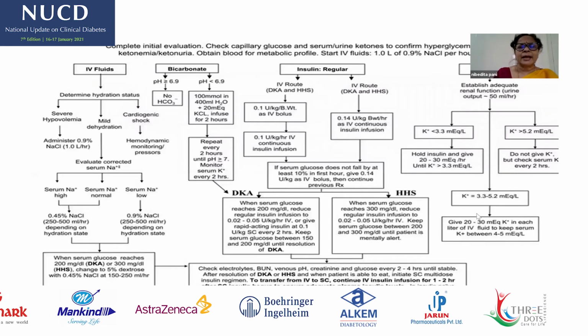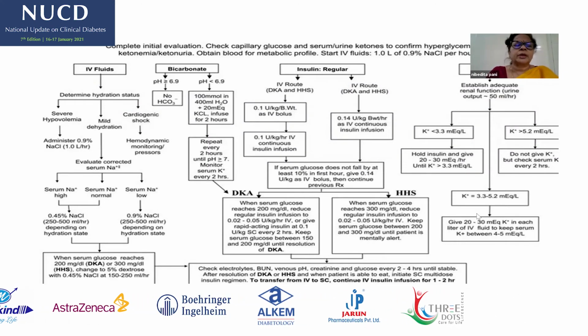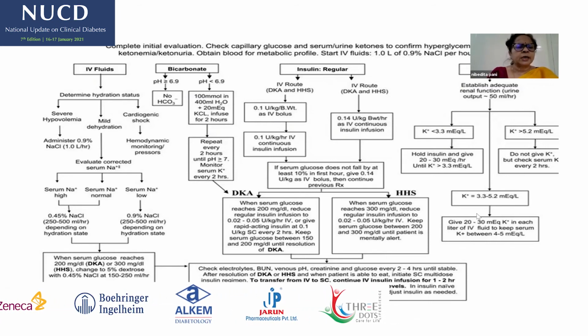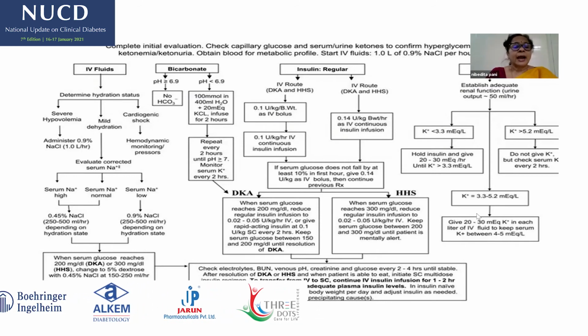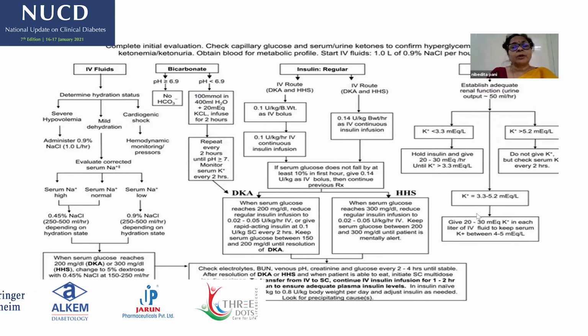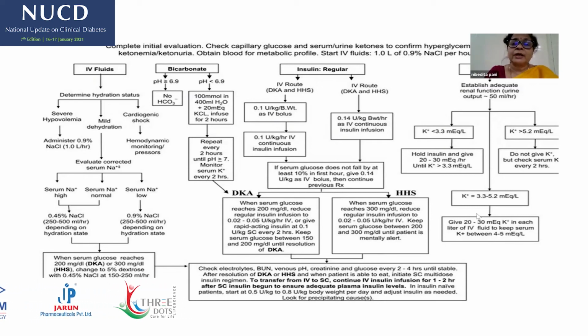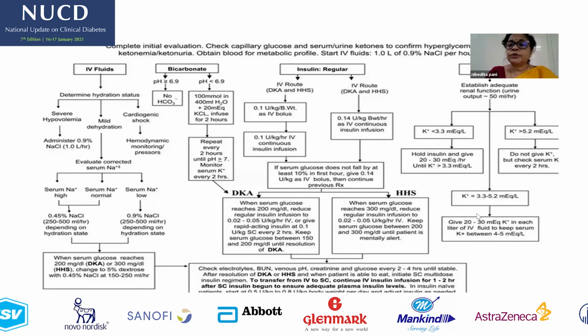So this is a table diagram. I'm just telling you in gist. Start all these patients with high IV fluid. The common preference is 0.9% sodium chloride. And you can give bicarbonate if the bicarbonate level is less than 6.9. Regular insulin we can give by the IV route for diabetic ketoacidosis and HHS. How much? 0.1 units per kg body weight as IV bolus, then 0.1 units per kg per hour as a continuous IV insulin infusion.